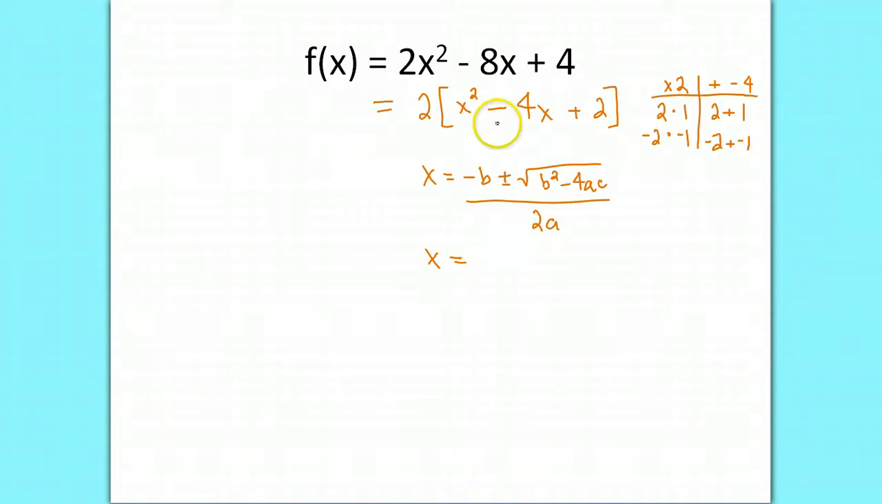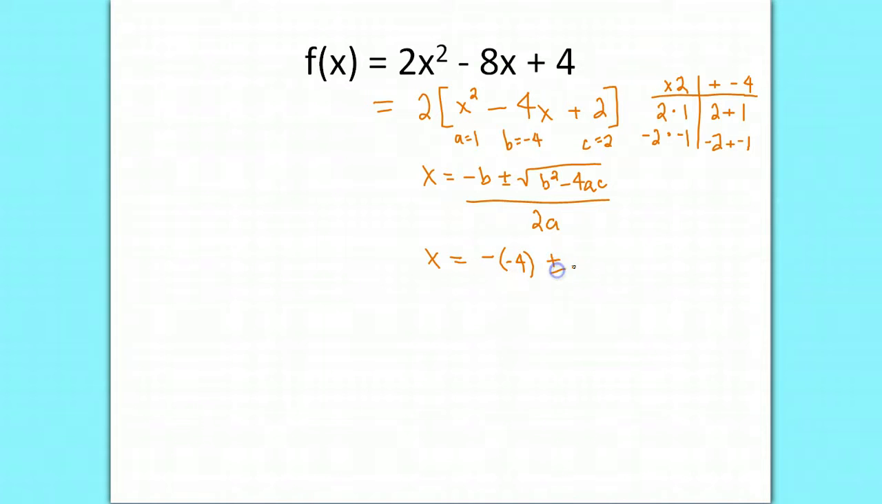Your b value is negative 4. It's just the number in front of your x term. C is positive 2. A is going to be 1. You could do this from even your beginning equation. Your a, b, and c would be different, but your final results should end up being the same once you simplify everything. So you're going to have negative of negative 4. If you have a negative b, this part ends up becoming positive.